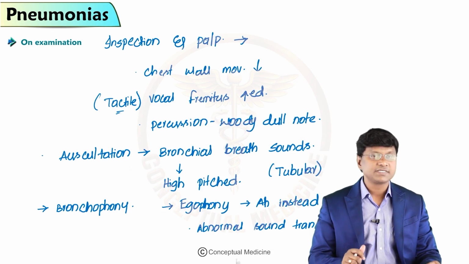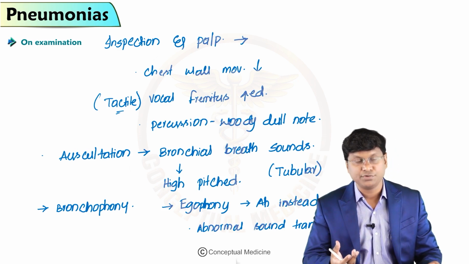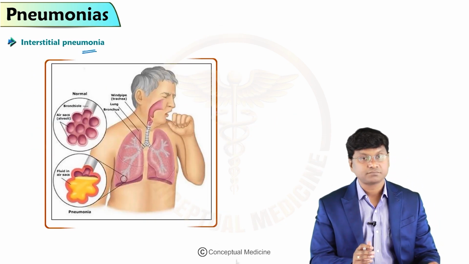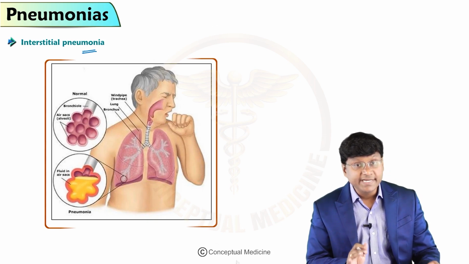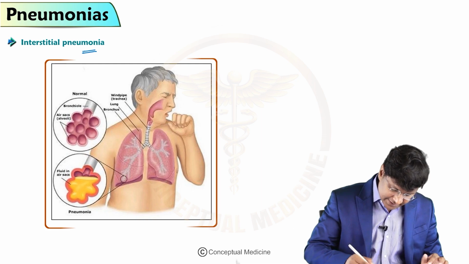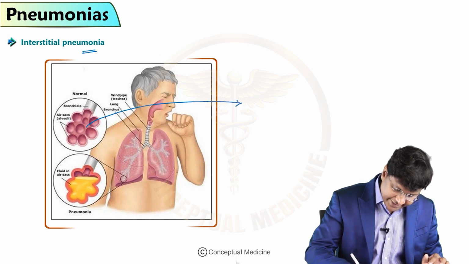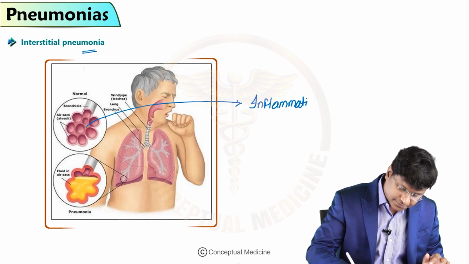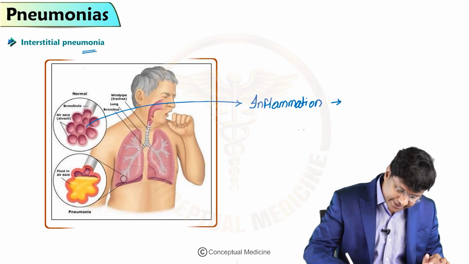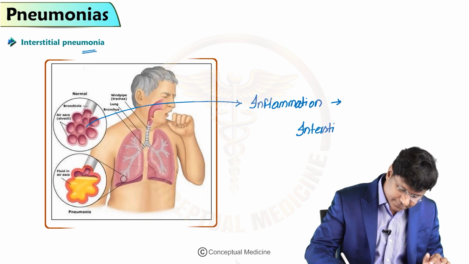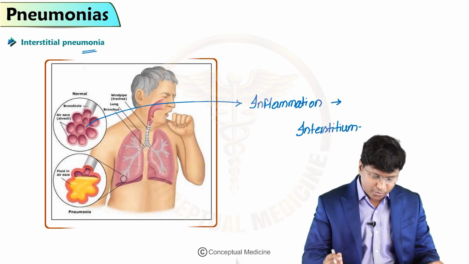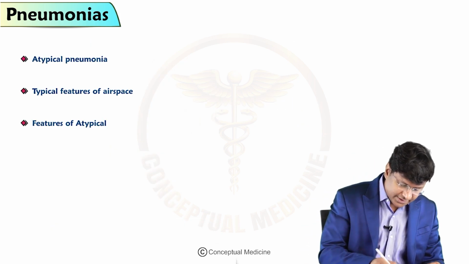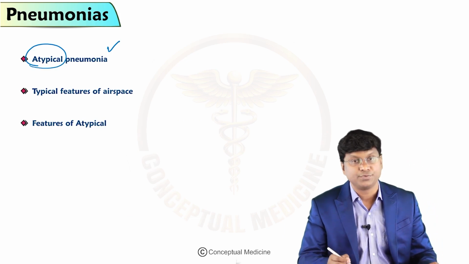Now, after having discussed the examination findings in patients with lobar pneumonia, let me discuss in detail the interstitial pneumonia. The name itself tells you, interstitial pneumonia is that where the inflammation is confined only to the interstitium of the lung. And this interstitial pneumonia is also called atypical pneumonia.